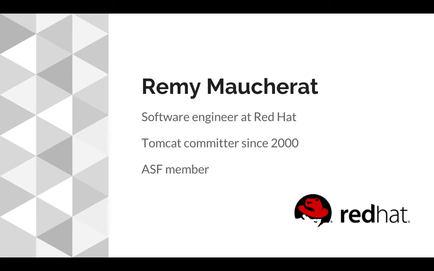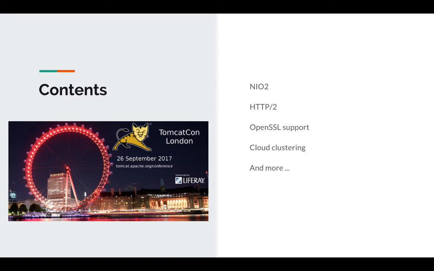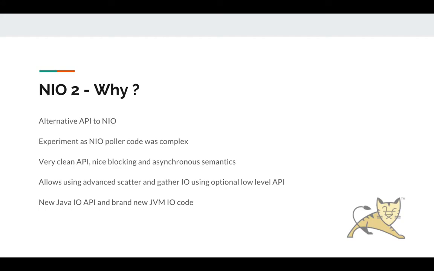It's too long ago. Okay, so basically the new features that we'll talk about are the most interesting ones, HTTP2, which is going to interest pretty much everyone, I think, because it's a big new thing in the internet world now. Also, the OpenSSL support that Mark has talked about a bit before. And the most interesting upcoming feature is cloud clustering. We're going to try to enable Tomcat clustering to work seamlessly on the cloud, because right now it doesn't work very well.